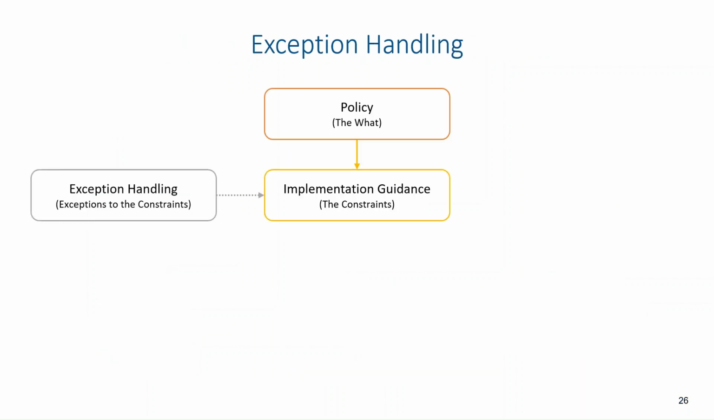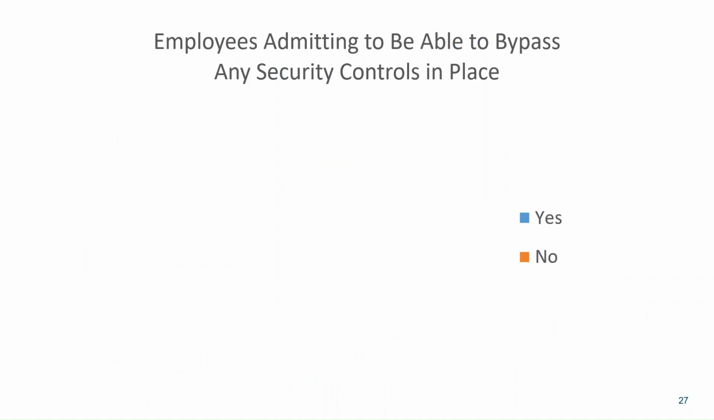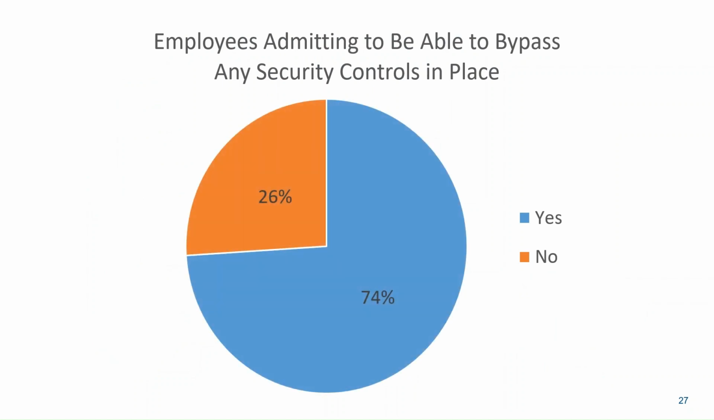The next part of policies is exception handling, which are exceptions to the constraint. So if I were to ask you what percentage of employees admit to being able to bypass any security controls in place, what would you say? Well, according to CyberArk Software Inc., 74% said that they would be able to bypass security controls. So we need to make sure that we have specific exceptions that we want available to certain employees, but others should be blocked, so that employees are not doing things or interacting with our data and information when they shouldn't be.